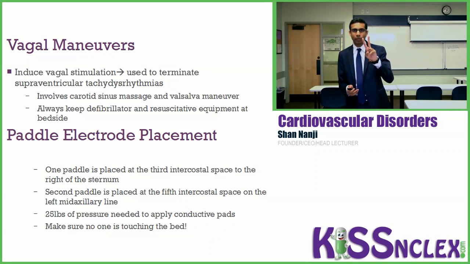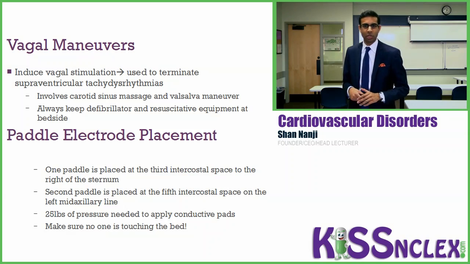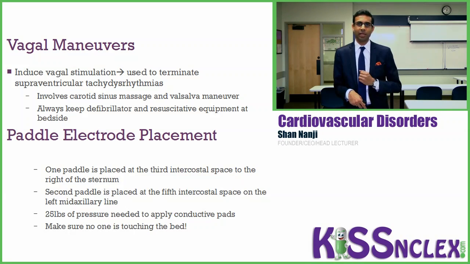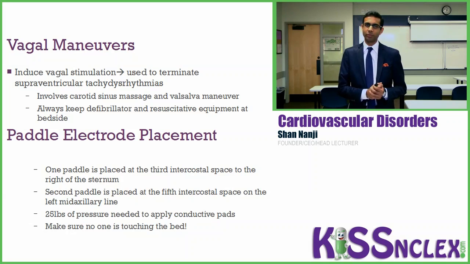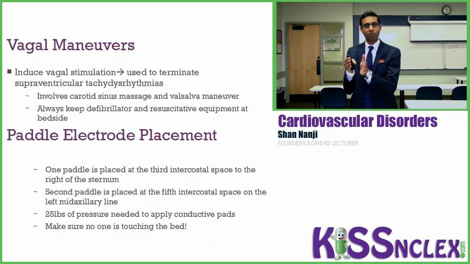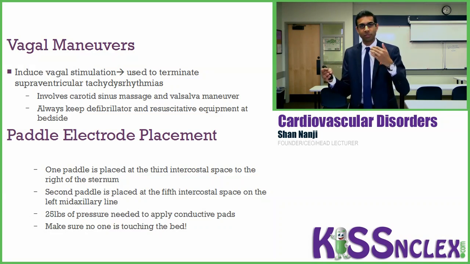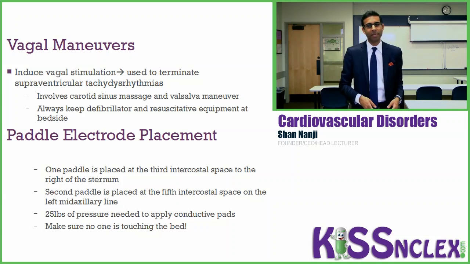And the second paddle is placed at the 5th intercostal space to the left of the mid axillary line. First one, 3rd intercostal space, right of the sternum. Second one is, add 2 to 3, so you get the 5th intercostal space now at the mid axillary line on the left side of it, right?